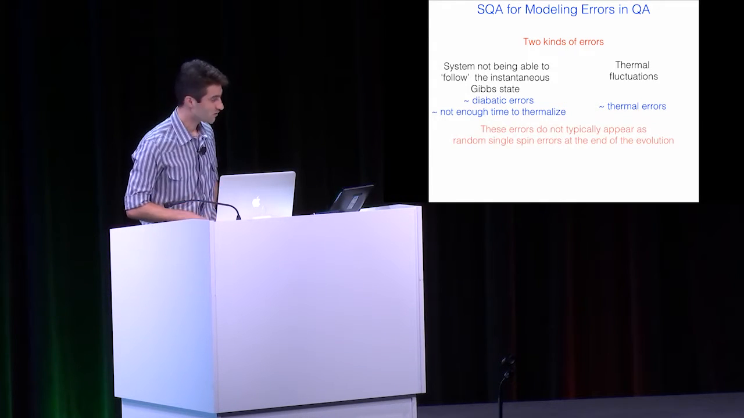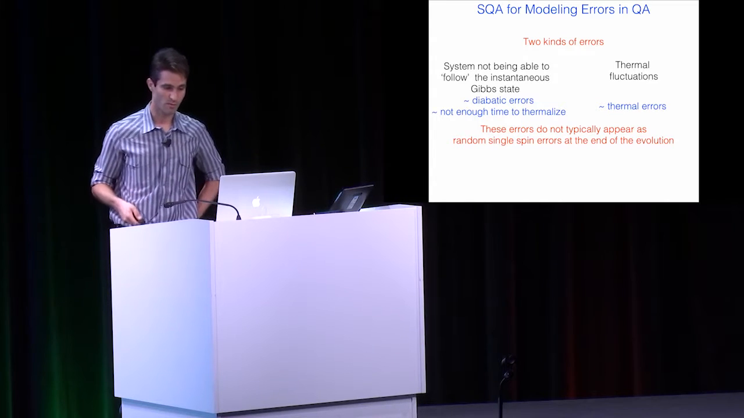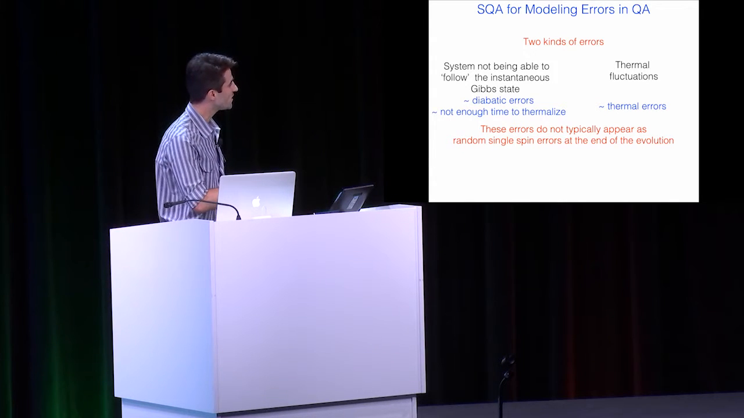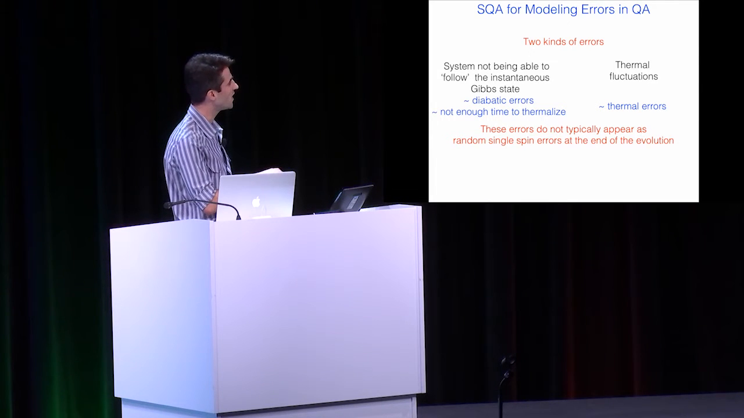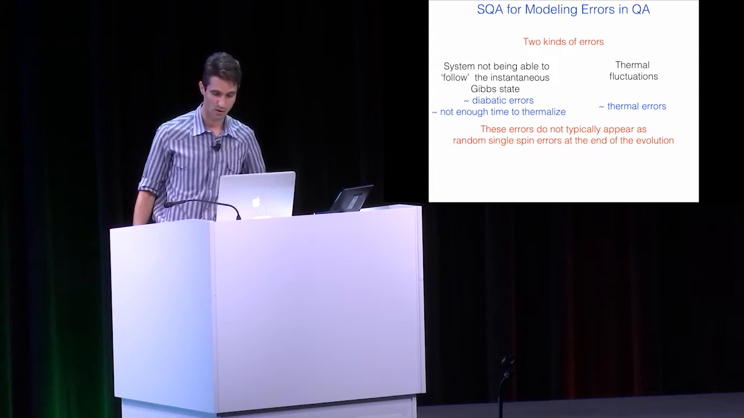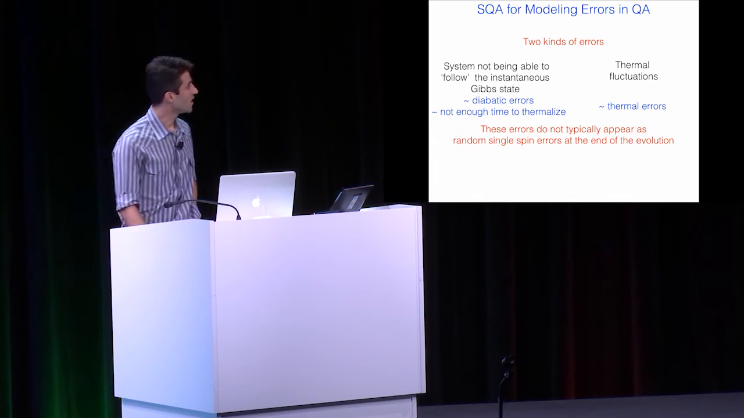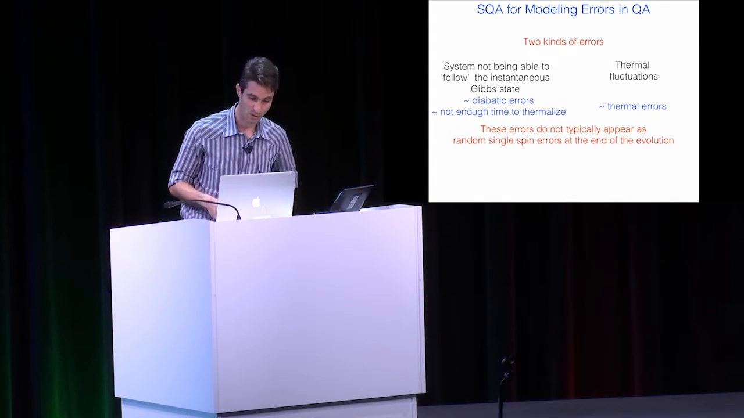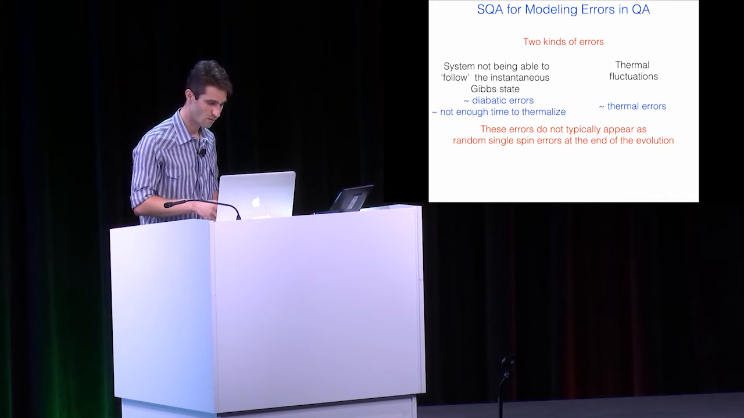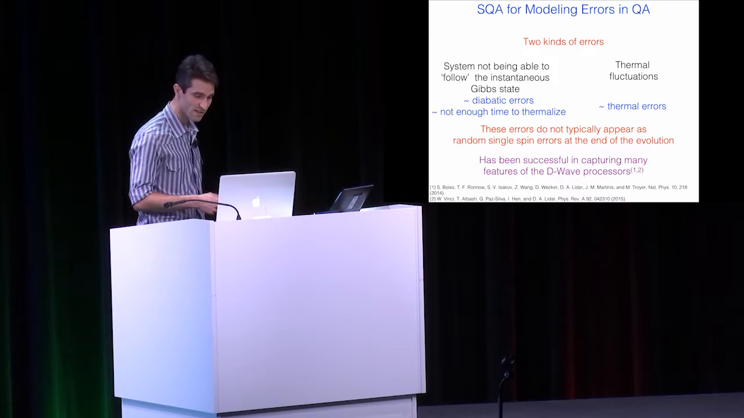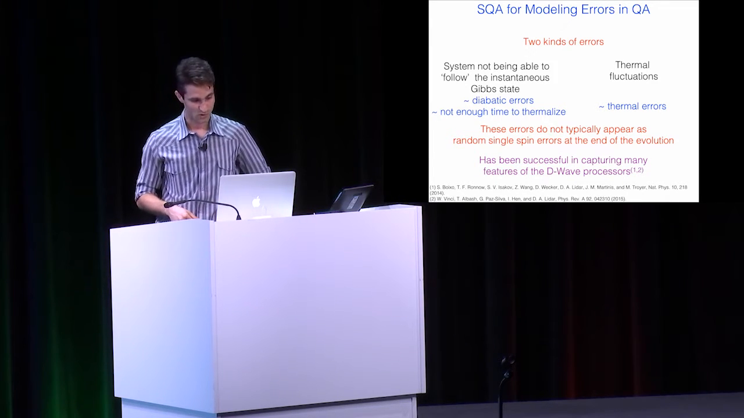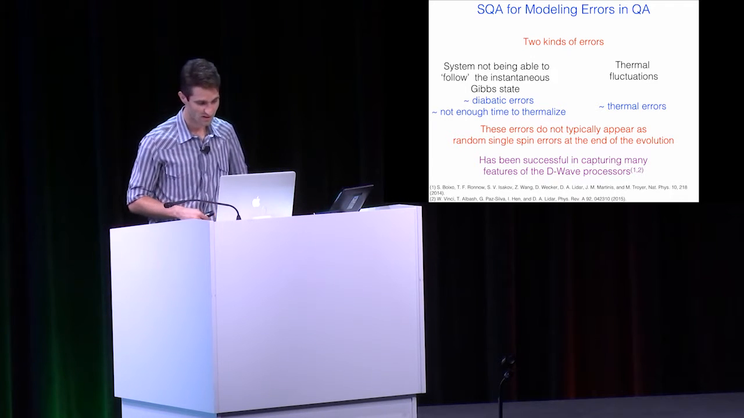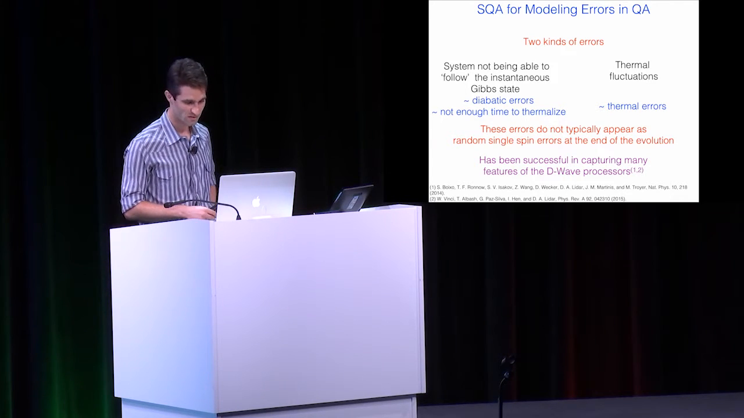Now, what's important is that in your simulated quantum annealing, when these errors happen in the middle, they don't appear as random single spin errors by the end of your evolution. And if you're still not convinced about using SQA as a model for quantum annealing, at least it's been successfully used in capturing many of the features of the D-Wave processors. So that's yet another reason that maybe it will be OK for doing this comparison.